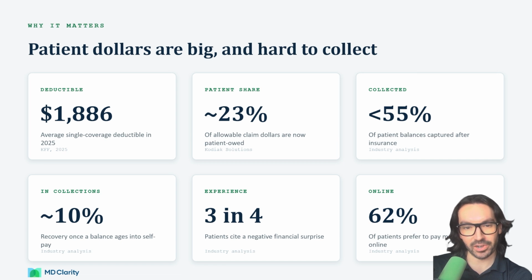Patient dollars are the hardest dollars to collect. Providers recover less than 55% of patient balances after insurance, and once a balance ages into collections, recovery can fall to around 10%. The lesson is about timing. Money you collect before the patient leaves is money you actually collect.